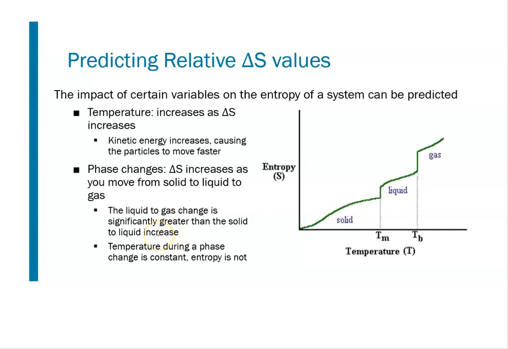Because gases have such a high entropy, the change from a solid to a liquid is less than the change from a liquid to a gas. So that's going to be a significantly higher change in entropy, which we can see here from this diagram. This is important. Temperature during a phase change is constant, but the entropy is not constant. Just like it requires a certain amount of heat to undergo a phase change, it requires a certain amount of entropy to undergo a phase change too, which we can see here. There's no change in temperature here, but the entropy does increase between solid to liquid and liquid to gas. And we can see that that change in entropy is higher for gases than it is for liquids.